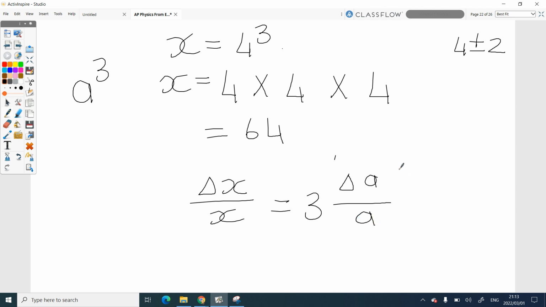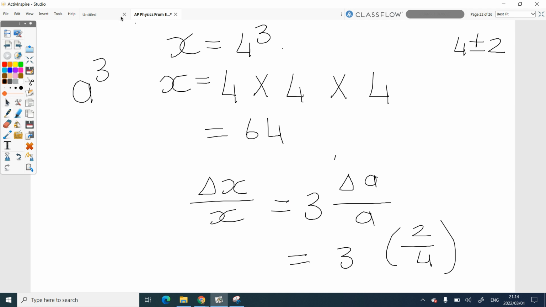Okay, so if x is a cubed, then it's just going to be 3 times that. And that's exactly what we did, because then we're going to say it's 3 times 2 over 4, and then you can work it out. And just remember to multiply it with the 64 if they ask you for the actual uncertainty.